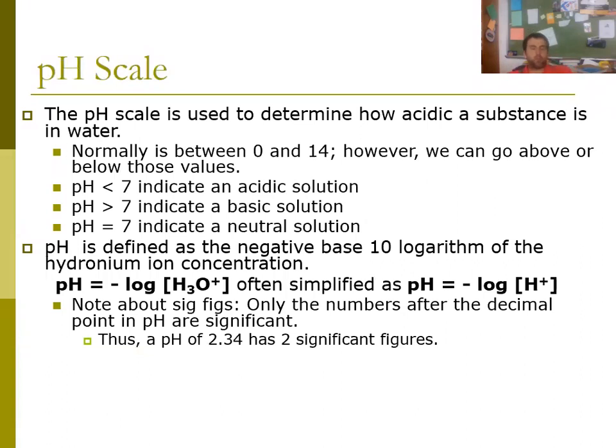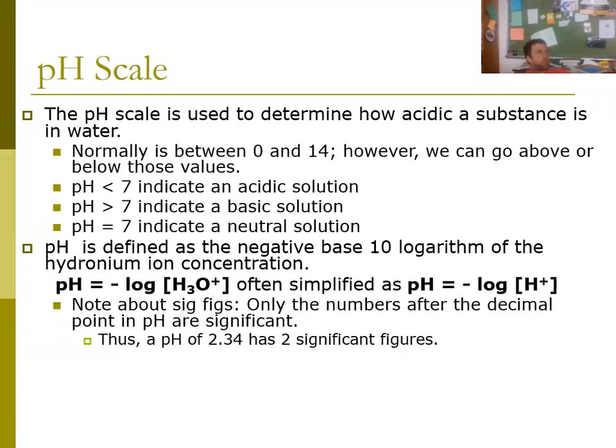An important note about this is that the only thing that matters, significant figure wise, are the numbers after the decimal. So a pH of 2.34 only has 2 significant figures. What that means is that the 2 indicates it's times 10 to the negative second power, so that's where it's going to be around.